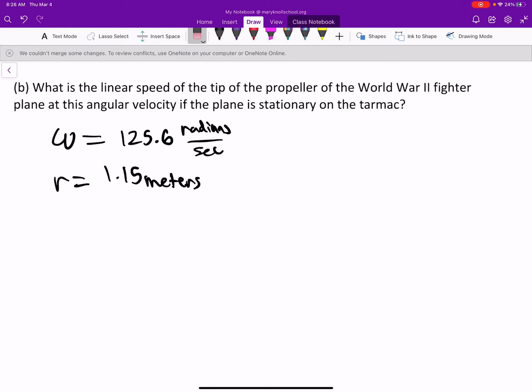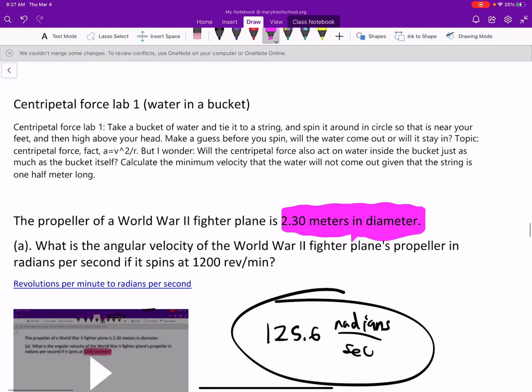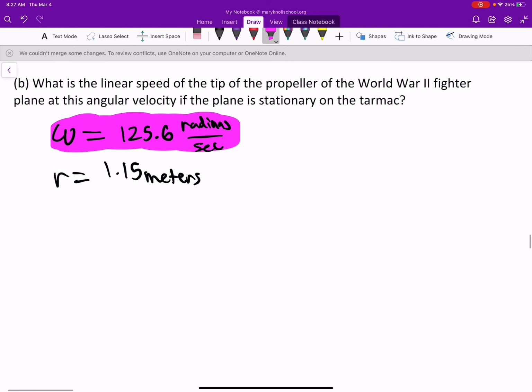So for this one, we want to find the linear speed of the tip of the propeller. We know from the last problem that omega, or angular velocity, is 125.6 radians per second. And we know that r is 1.15 meters. So how did we know that r is 1.15 meters? Well, it gave us that the diameter is 2.3 meters. So we just divide that by 2 and we get 1.15.